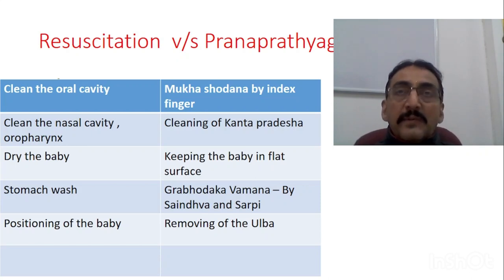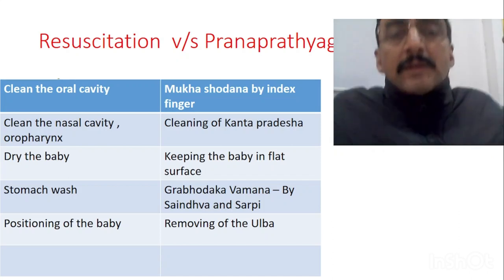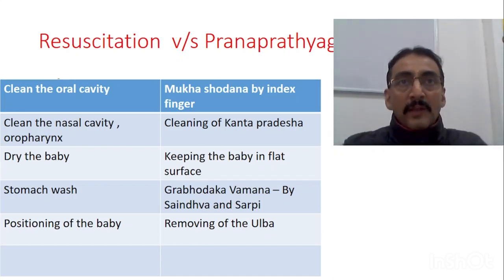Now, these are the explanations given by contemporary science for the purpose of maintaining the airway patency. Ayurveda also says the same thing. Ayurveda explains mukha shodhana by index finger. Ayurveda says that mukha shodhana should be done immediately after birth, and that you can do it by index finger. That means wrap a cotton piece over the index finger and clean the oral cavity very clearly. Even today, practically, this is the most comfortable method. Instead of going for the mucus sucker and all those things, which may consume some time, practically a more easy method is cleaning by using the index finger, and wrapping it.